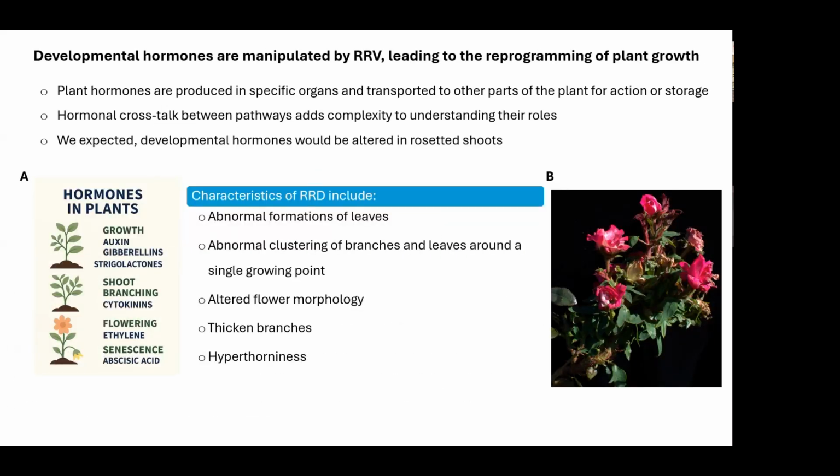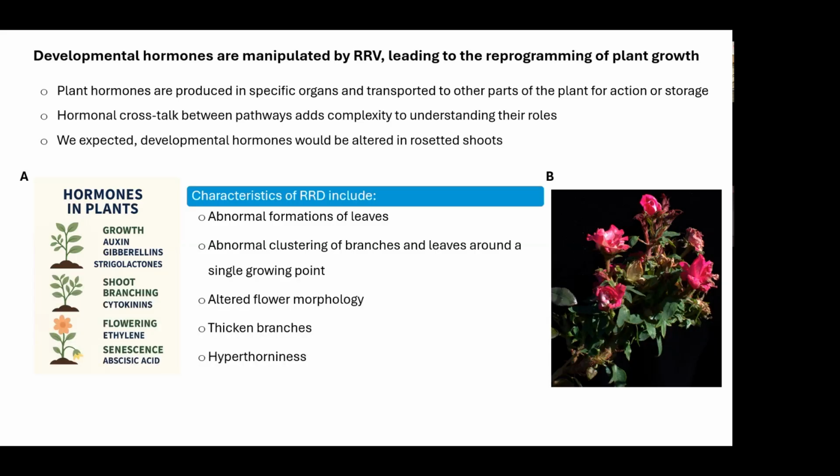So we went ahead to look at the developmental hormones, how they are manipulated by RLV, leading to programming of plant growth. As you know, plant hormones are produced at specific regions within the plant, and then they are transported to other parts of the plant for action and storage. And there is hormonal crosstalk between the pathways and complexity in understanding their roles.